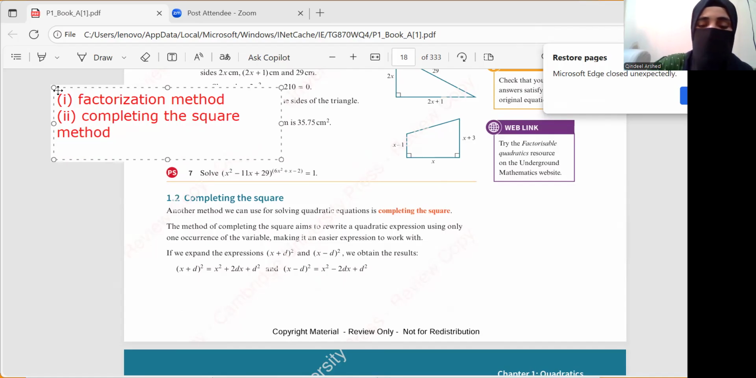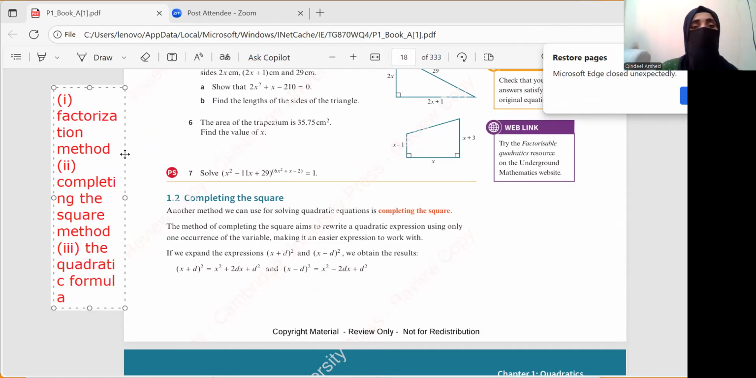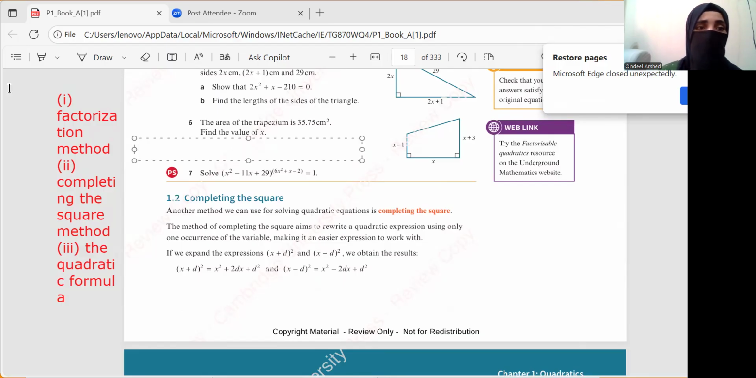And the third one we are utilizing is the quadratic formula. These are the three different methods we are utilizing throughout this chapter when we are solving quadratic equations. Now, it is not possible for me to discuss all three methods, but for now I am discussing the first one, that is called the completing the square method.